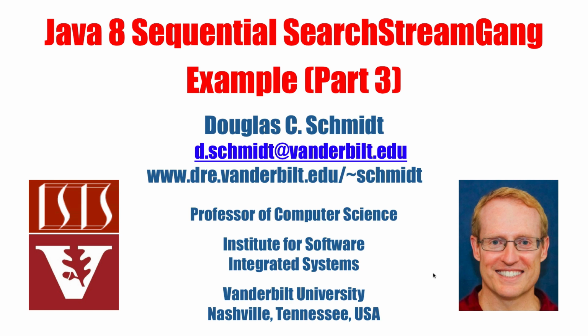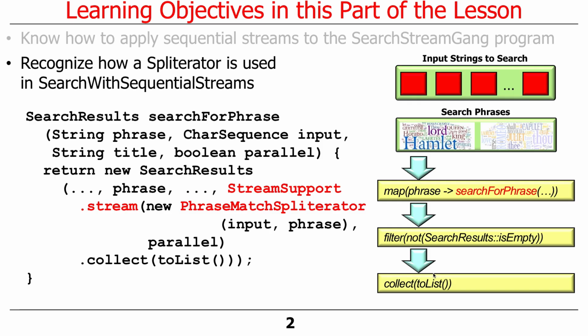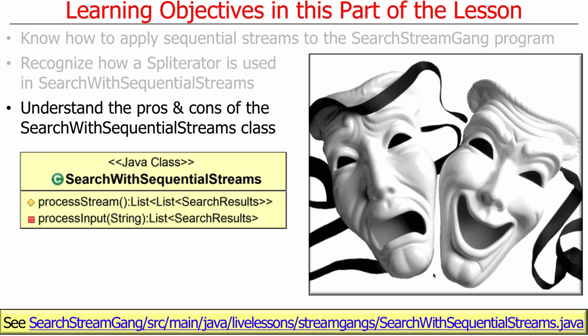So the third and final part of this example is going to do a couple things. The first thing we're going to do is talk about how we can use a Spliterator with our sequential stream implementation. And this is a much cooler Spliterator than the ones we've looked at before because it uses regular expressions in a much more powerful way. So we'll talk about how the Spliterator is used to break the input up into chunks for analysis. And we're also going to summarize the pros and cons of the sequential streams implementation.